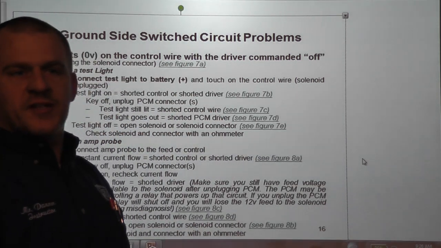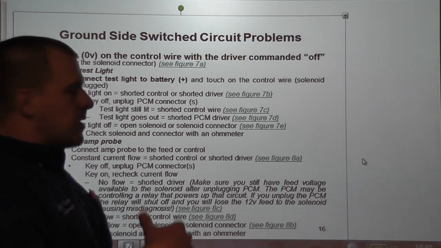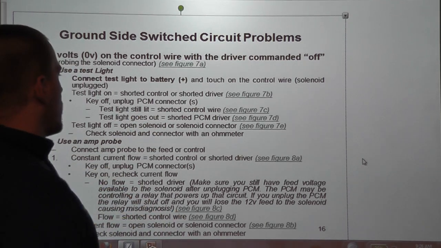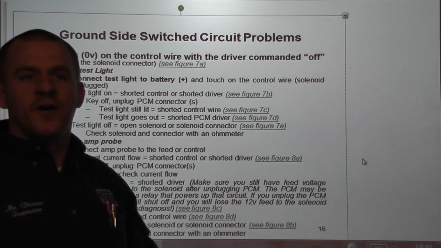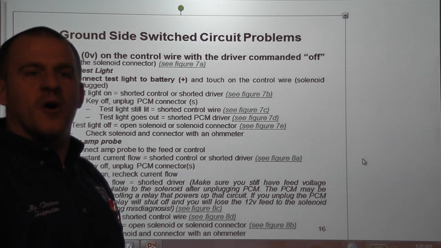This is in my book, section 3, actually page 16. So this would be low volts on the control wire with the driver commanded off. A ground side switch circuit with the driver commanded off should be 12 volts.